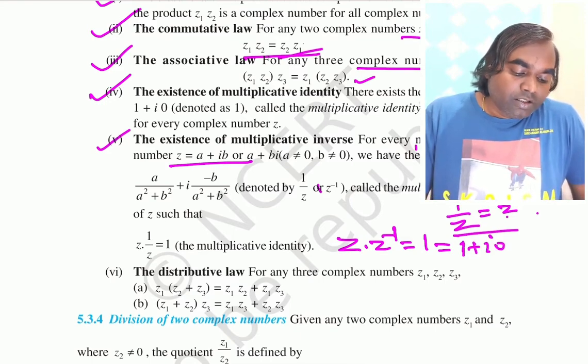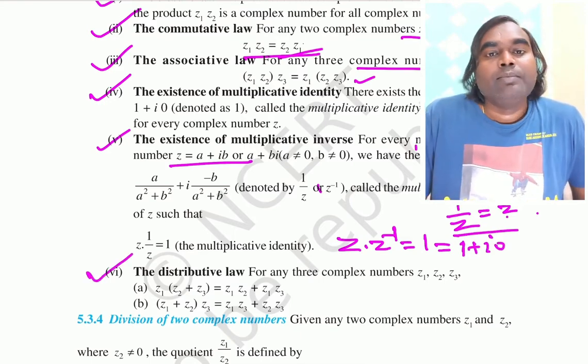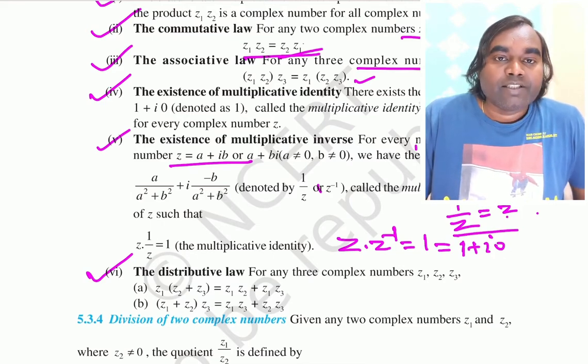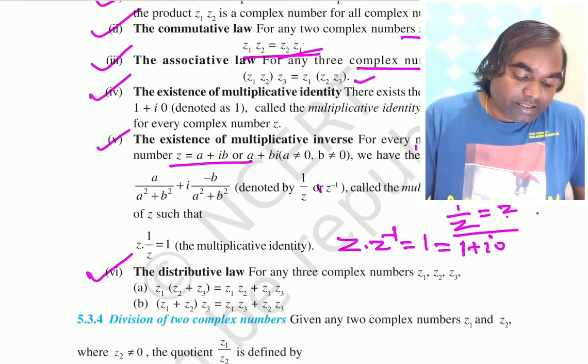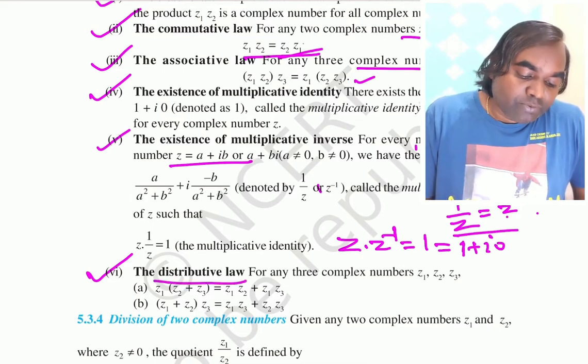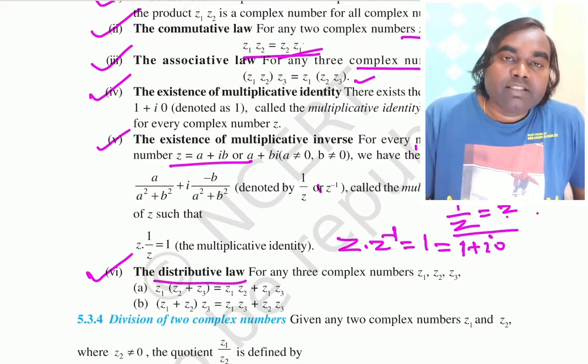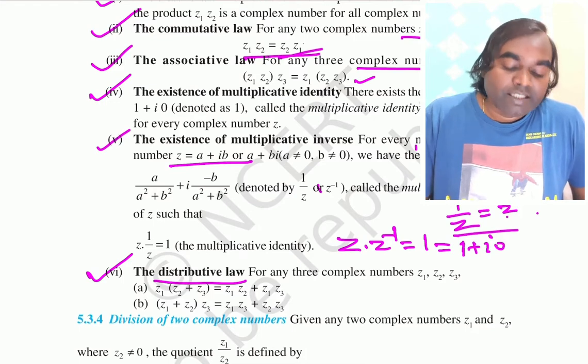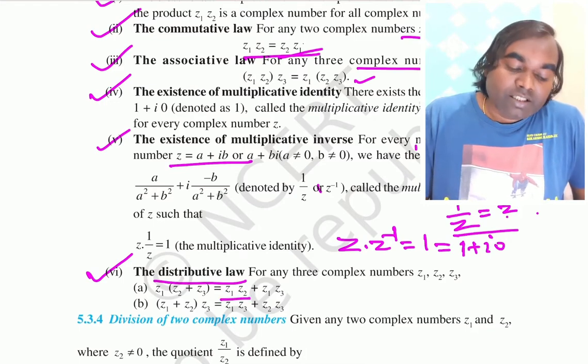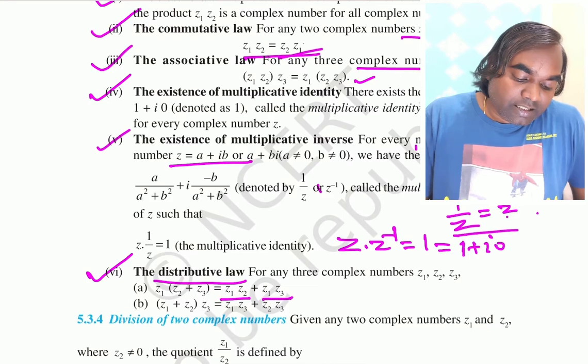Also, the sixth property in the case of multiplication of two complex numbers is that it follows the distributive law, that is, Z1 into Z2 plus Z3 is equal to Z1 Z2 plus Z1 Z3. Also Z1 plus Z2 into Z3 is equal to Z1 Z3 plus Z2 Z3.